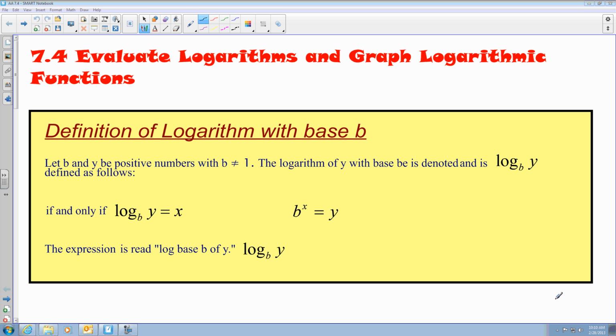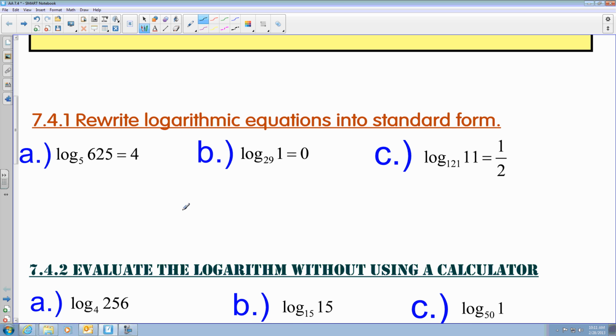So this is a logarithm. Its definition is what is considered the inverse of exponential functions. So if we had a standard form of exponential functions such as b to the x equals y, that can be rewritten in logarithmic form as log base b of y equals x. So there's going to be some things in your homework where we're going to ask you what the logarithmic equation is and put it to standard form, and sometimes vice versa.